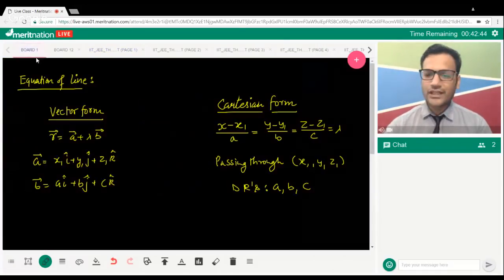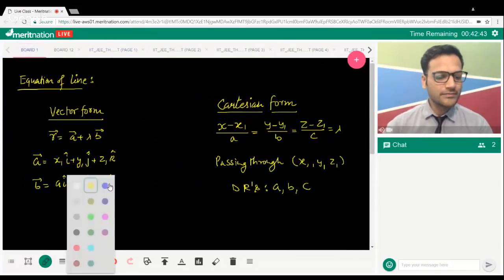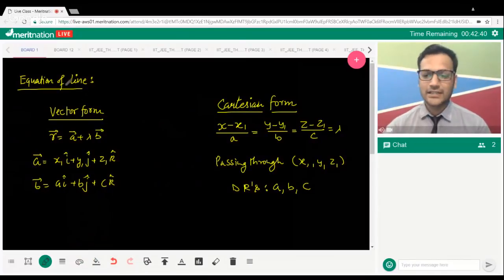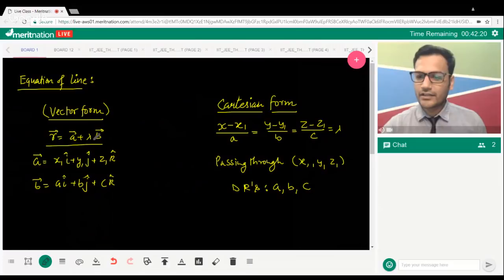I'll first of all revise a few important terms. Today we'll talk about just lines. We'll talk about a few important concepts which we need to remember with respect to lines, and then we'll see a few questions which have come in JEE earlier. You know that there are two forms of equation of a line, one vector form and one Cartesian form. This is how we write the vector form over here.